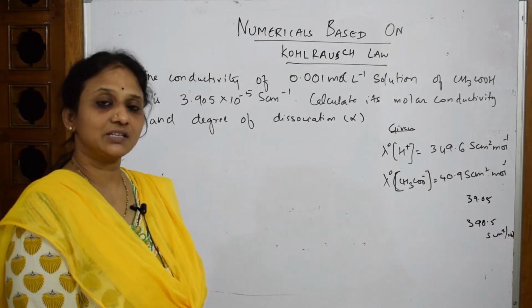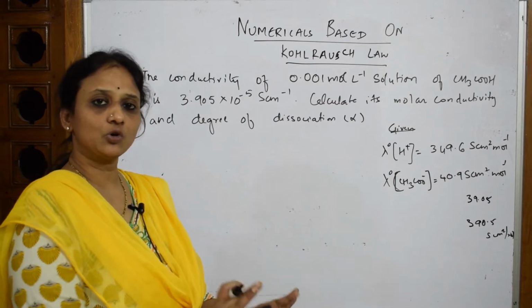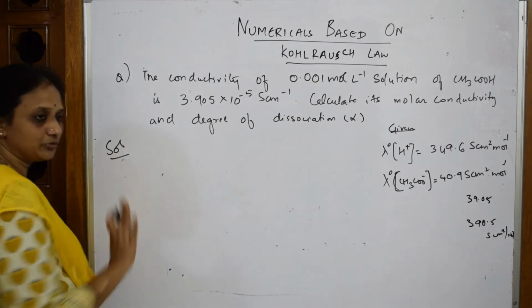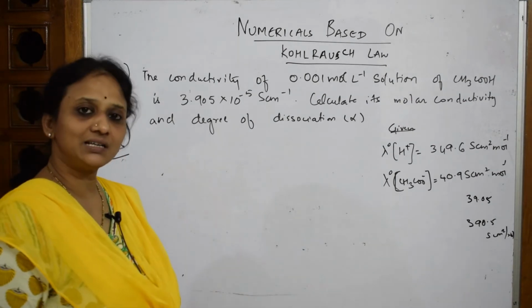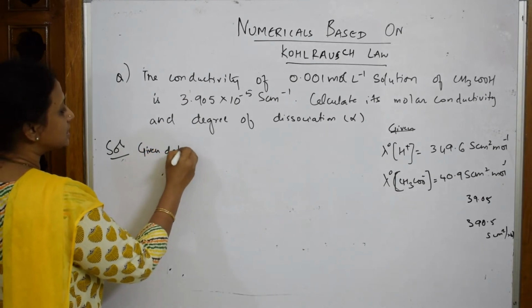Okay, very nice. They've clubbed two topics now. They've clubbed the conductivity concept and the Kohlrausch law concept. Let's see how to do it. As soon as this particular numerical is given to you, try to write the data which is given to you so that you will get marks there also. So given data, what is given to you?